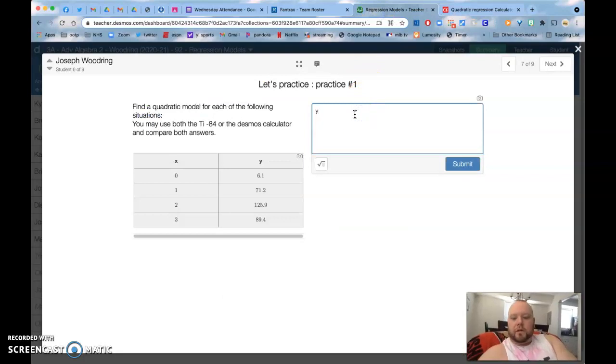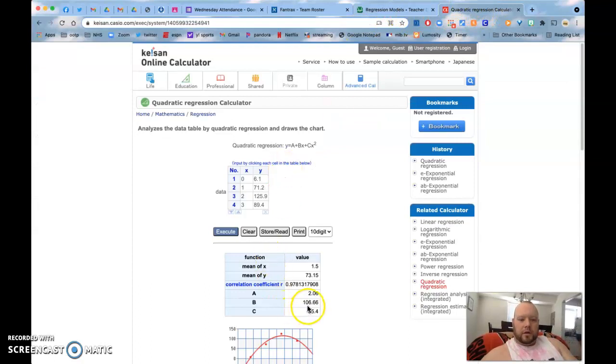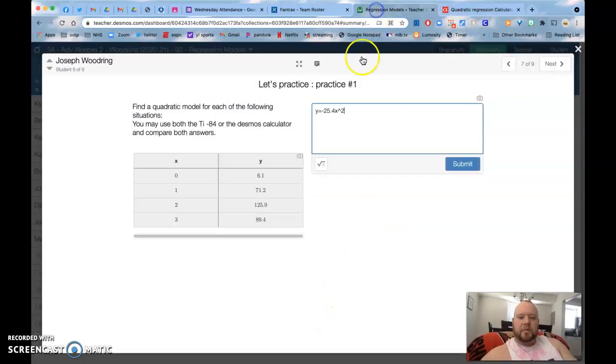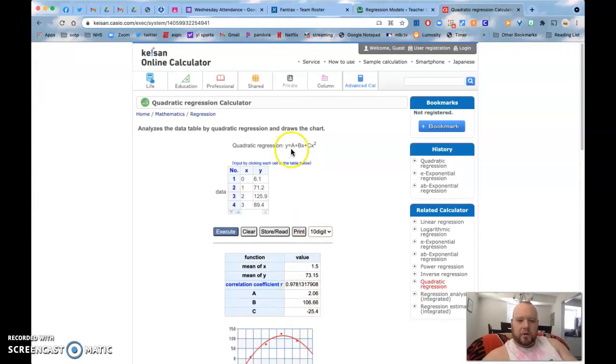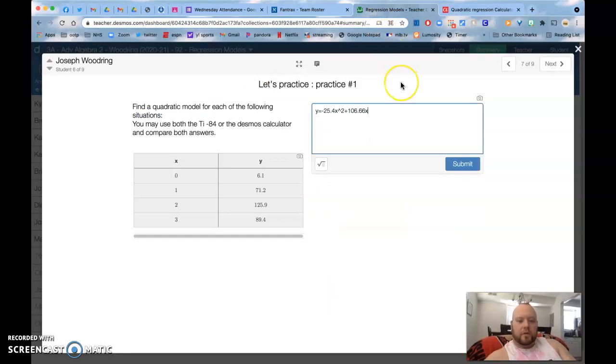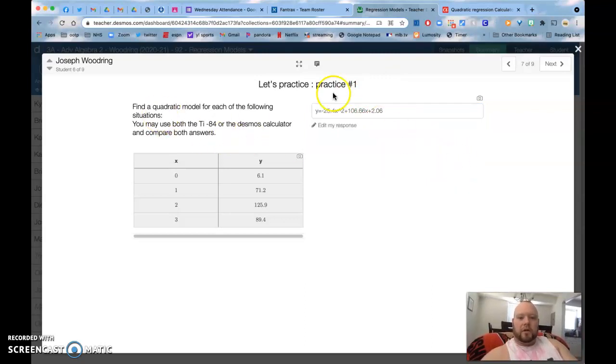So the model that you're going to say is y equals. Generally, you put the x squared term first, so you want to say negative 25.4x squared, plus 106.66x, because 106.66 is the b value. And the constant value, the thing that's by itself that doesn't have an x, is the a value on here. That's 2.06. So plus 2.06. That's all you got to put in. That's your model. You hit submit. That's really all you have to do.